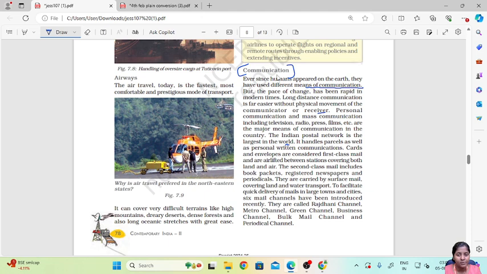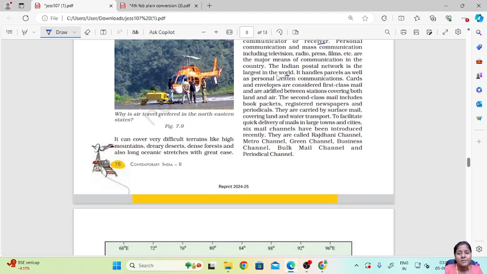The Indian postal network is the largest in the world, and it handles parcels as well as personal written communication. Cards and envelopes are considered first class mail and are airlifted between stations covering both land and air. Then second class mail includes book packets, registered newspapers, and periodicals, and they are carried by surface mail covering land and water transport. To facilitate quick delivery of mails in large towns and cities, 6 mail channels have been introduced recently: Rajdhani channel, Metro channel, Green channel, Business channel, bulk mail channel, and periodical channel.